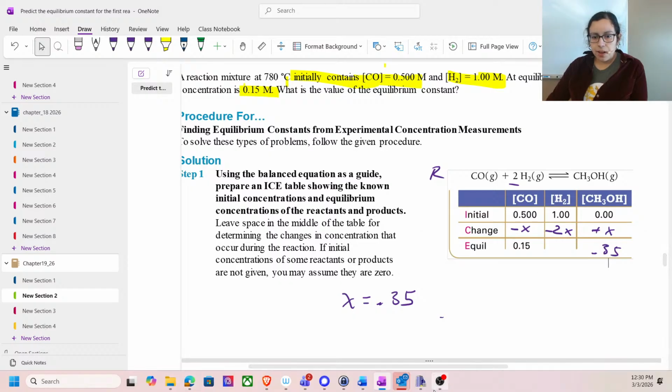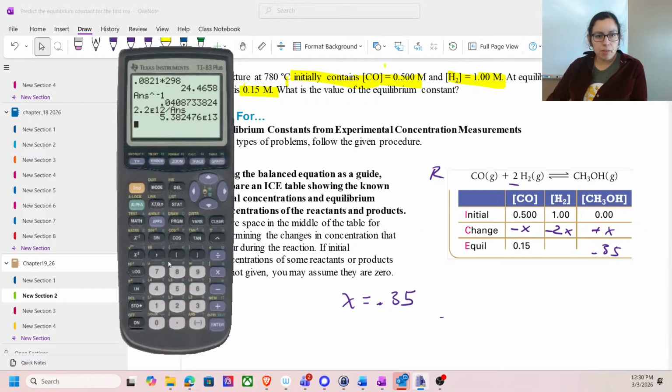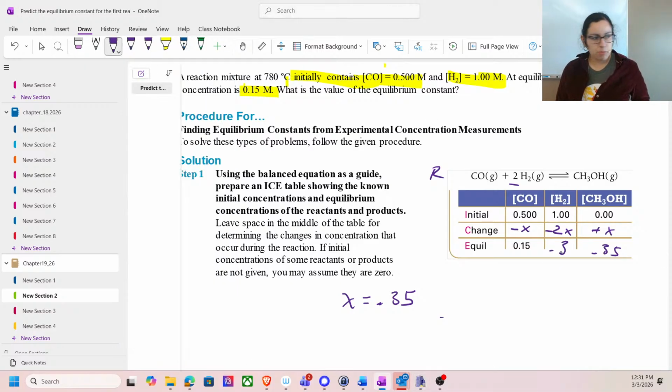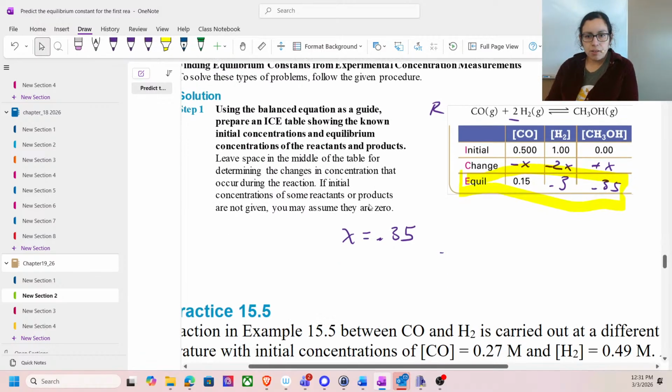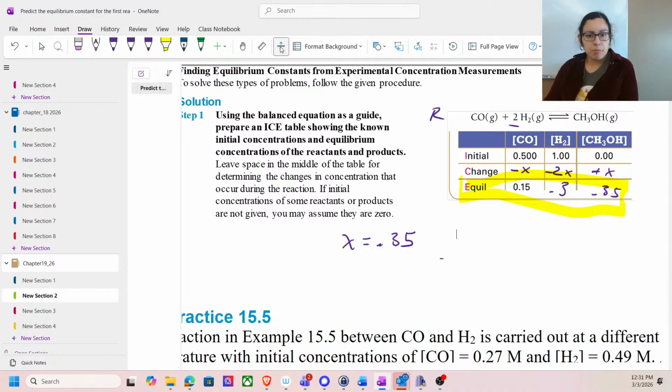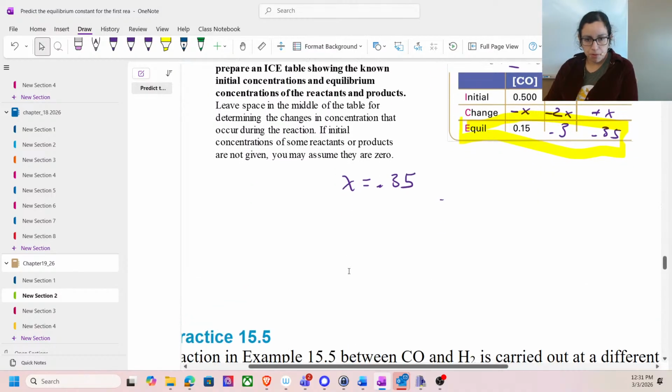I'm going to solve for H2. Some of you can probably do mental math on this, but I'll plug it in. So 1 minus 0.35 times 2, because again, that was minus 2x. That gives us an equilibrium concentration of 0.3 for our H2. Okay, so now we're looking pretty good. Now we have our equilibrium concentrations, and so we can plug it into our equilibrium expression.